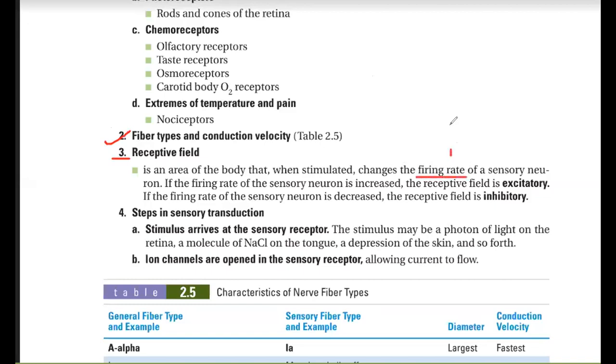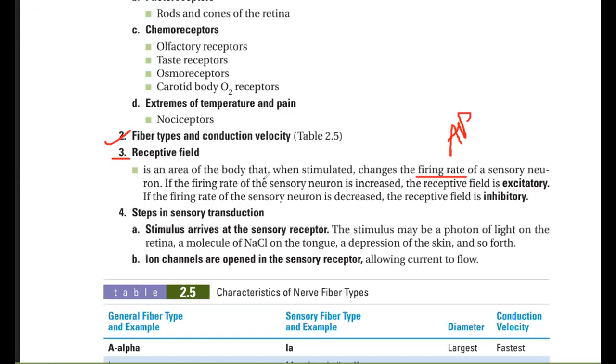Okay, now here comes the action potential. I will explain you, just read it. Let me read it first and then I'll take you to the action potential. Otherwise you will not understand receptive field and sensory transduction. Okay, so it is an area of the body that when stimulated changes the firing rate of a sensory neuron.